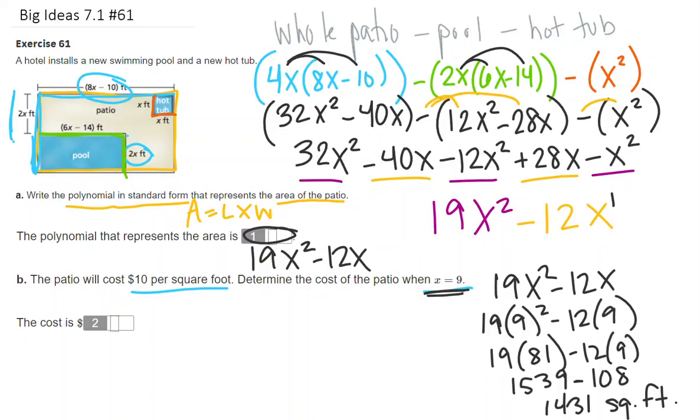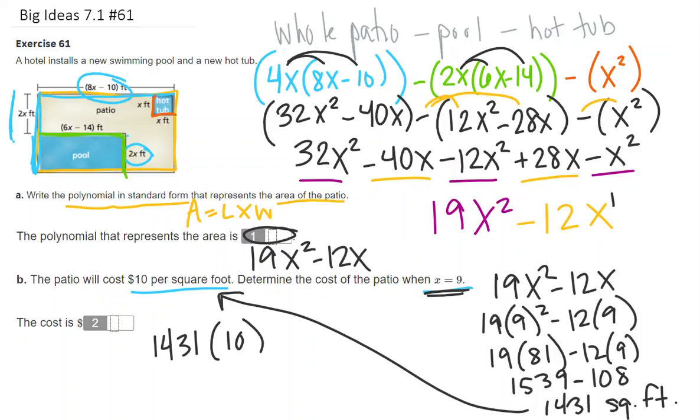And so now we can use that to determine the cost, because if it's $10 per square foot, then this is just multiplication. 1,431 square feet times $10 per square foot equals $14,310. And that's our answer. That's what's going to go in here. And that's a lot of money. So it's always worth it to do the math when we have a problem like that.